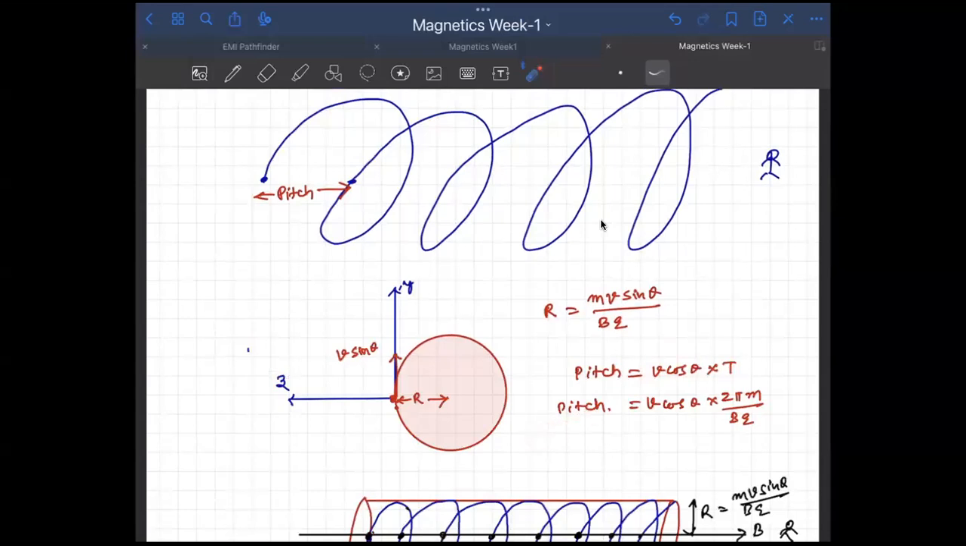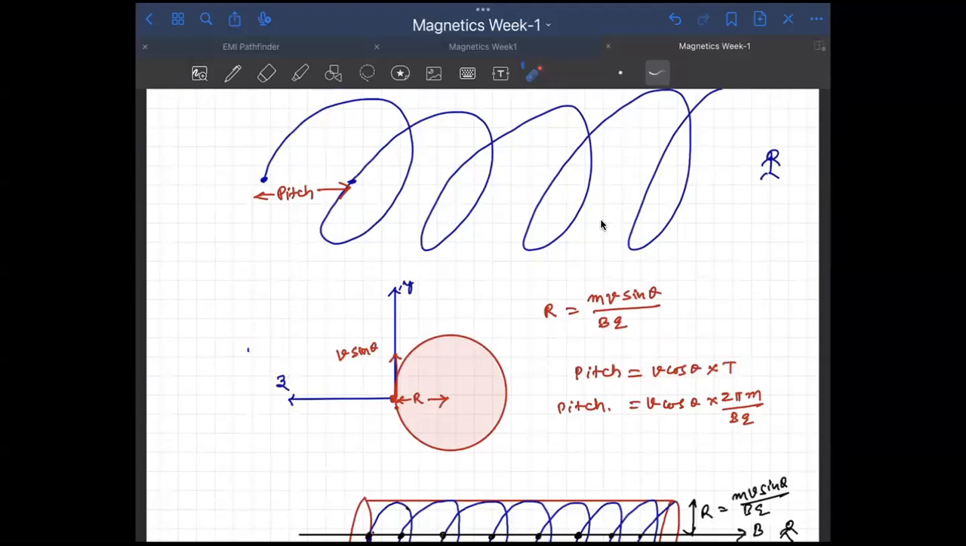Now, suppose an observer who is observing here, if he is focusing a light on a screen here, he sees that the particle is moving in a circular orbit like this. It is a circular orbit. So R is mv sin theta by bq. Radius is mv sin theta by bq.